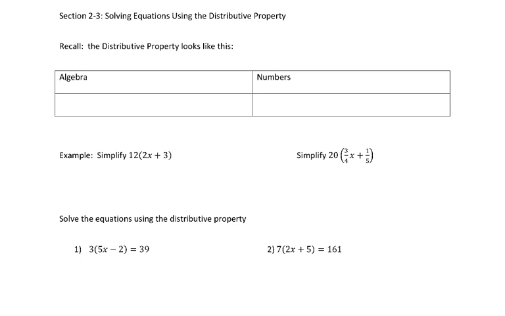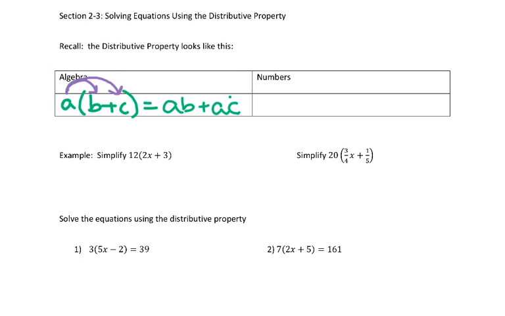Section 2.3 involves solving equations using the distributive property. First we're going to review what the distributive property looks like. With only algebra, it looks like this: A times the quantity B plus C is equal to A times B plus A times C. So what we're doing is distributing the A to everything inside the parentheses.